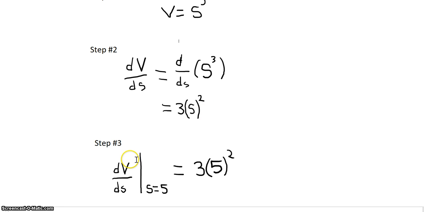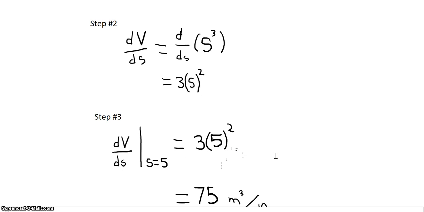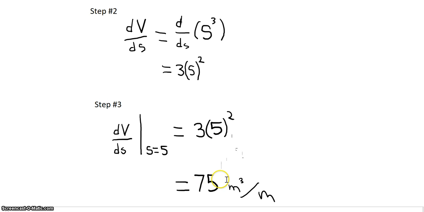So dV/ds when s equals 5 is equal to 3 times 5 squared. And that comes to 75, because 5 squared is 25, times 3. So you end up getting 75.